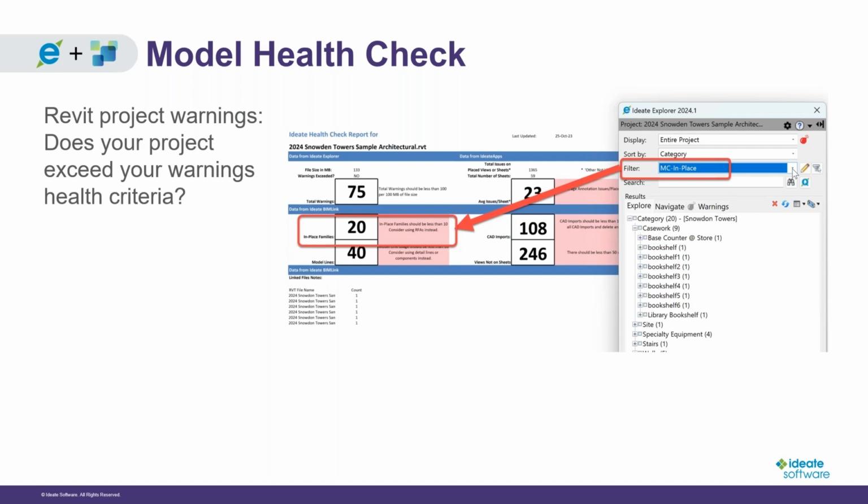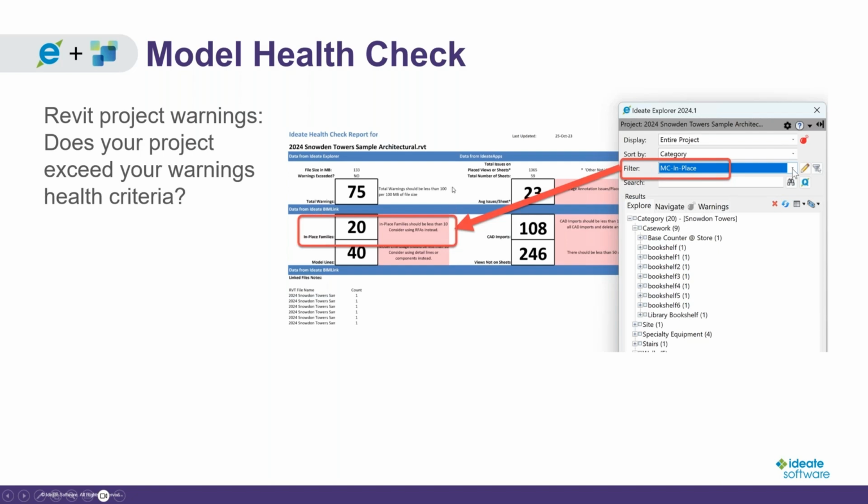Next, we have in-place families. Here is what that report is going to look like, and I'm going to show you a little video of how it looks. This is the information that came in from BIMlink. It tells you all the in-place families in your project, and this is just me showing you that it actually works with Explorer. You can look at Explorer with a dynamic filter to see how many in-place families you have in the model.